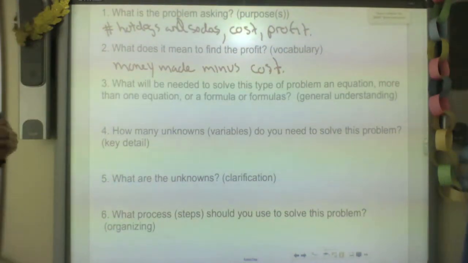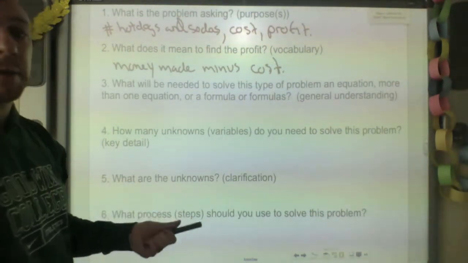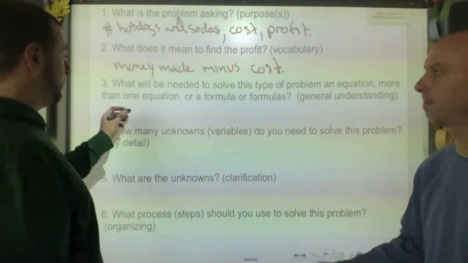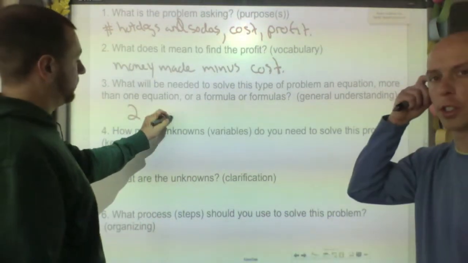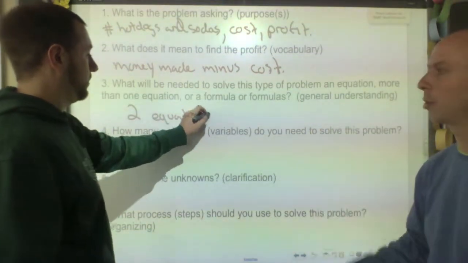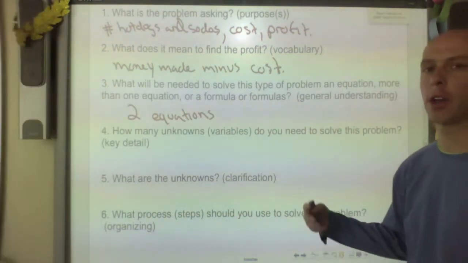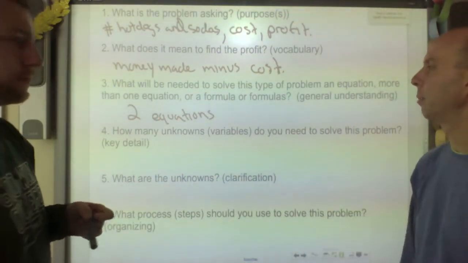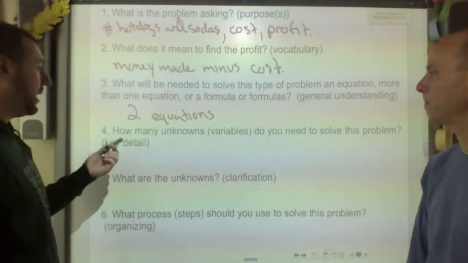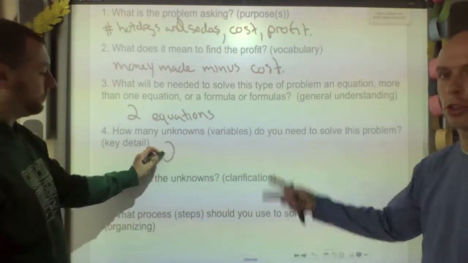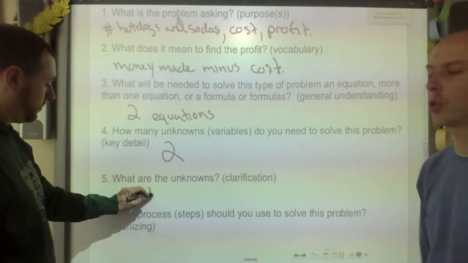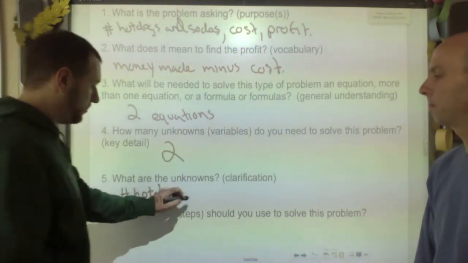Okay. What will be needed to solve this type of problem? An equation, more than one, or a formula. Okay, we're going to need two equations. We know we need two equations because we need a money equation and a numbers equation. You might even think about other equations as far as finding the profit later on, but at least two equations you need. How many unknowns are there? We know there's two. What are the unknowns? Number of hot dogs and number of sodas.